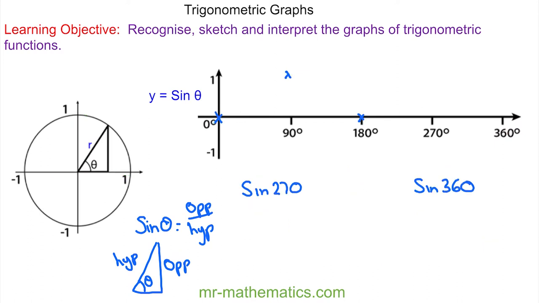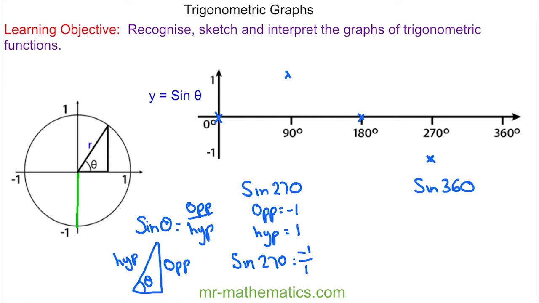So for sine of 270, well, we rotate 270 degrees, so we lie along this line now, where you can see the opposite is now of negative 1 height. So the opposite is negative 1. The hypotenuse is still fixed as the radius, which is 1. So the sine of 270 is the opposite over the hypotenuse, which is now negative 1. So that point goes about here.